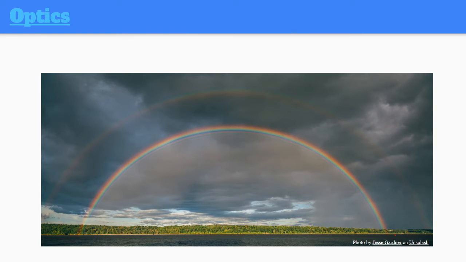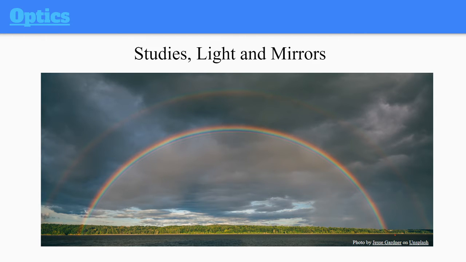Alright, optics, again, you can see the link over here. Optics studies light and mirrors. Once we have a rainbow, it explains why it happens or how it happens. Are those colors random, or the shape that we have, why is it arc shaped? So optics explains all of those.